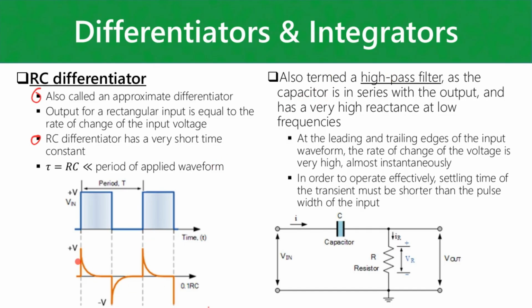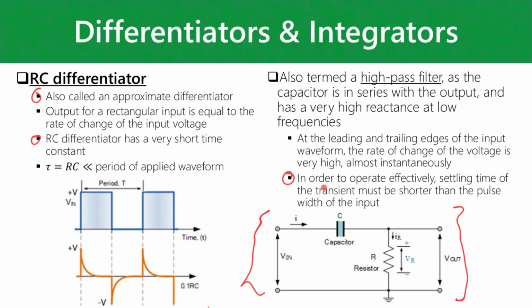Essentially this is going to let through high frequency noise or high frequency signals. So this is a high pass filter in this configuration. This is also what the circuit configuration will look like, where we take the output across the resistance. So this is pretty much what we have.